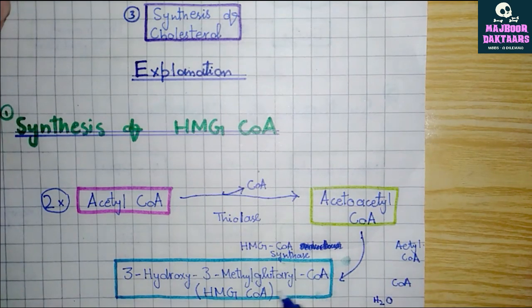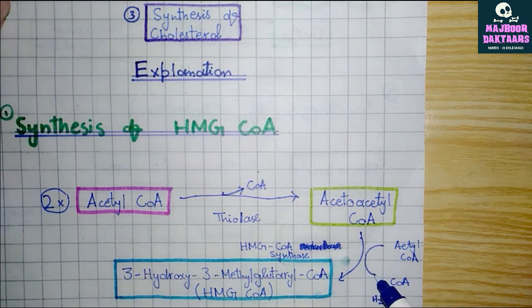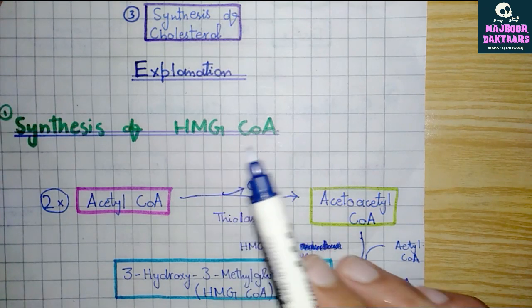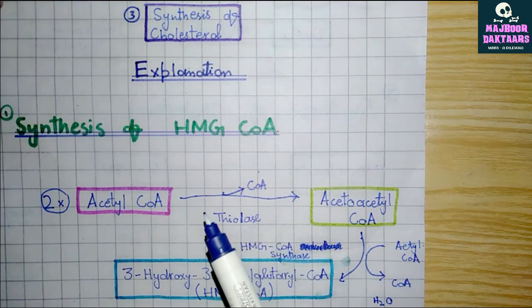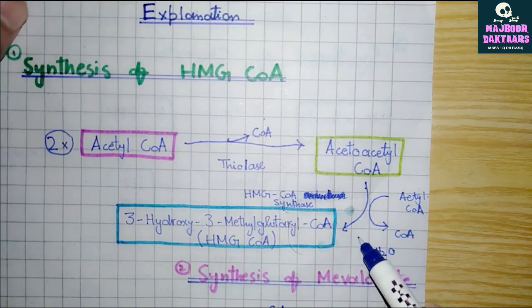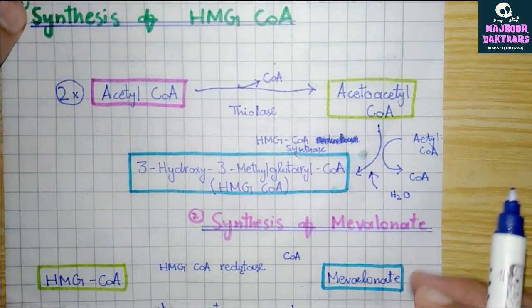Just like that, since it has only one CoA, acetyl is added and CoA is released. This reaction occurs in the presence of HMG-CoA synthase. Now we have formed the HMG-CoA, so the first step is completed. Now the second step is the synthesis of mevalonate.